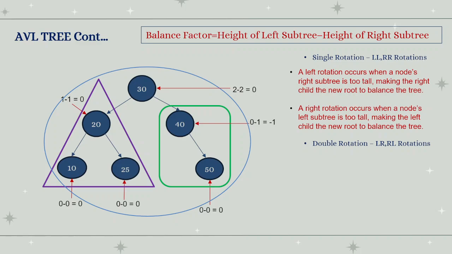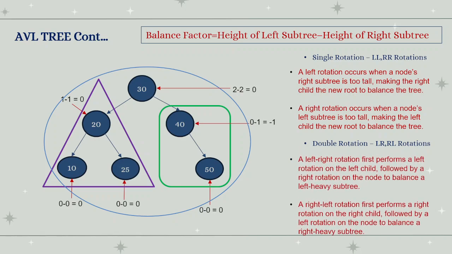Right rotation. This occurs when a node becomes unbalanced with a balance factor of 2, meaning its left subtree is too tall. The right rotation makes the left child the new root, balancing the tree.